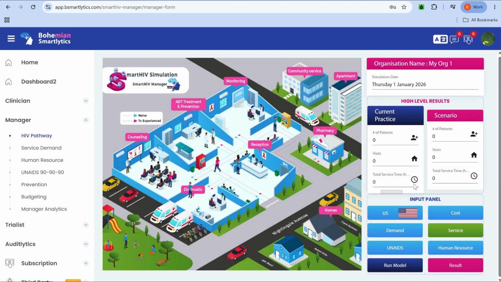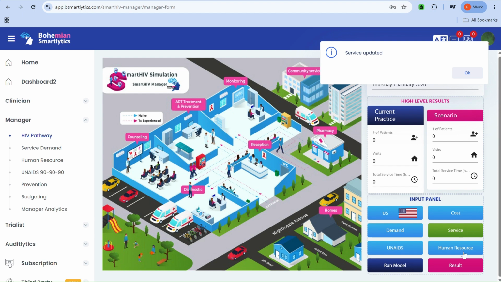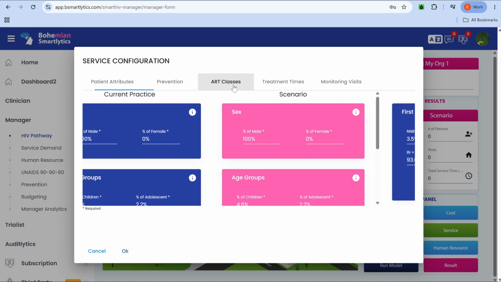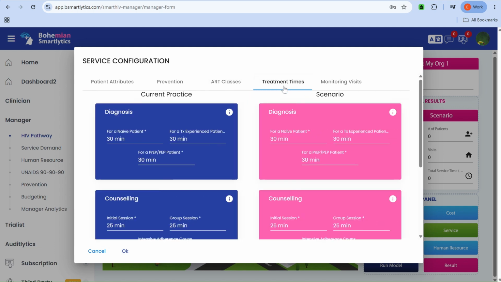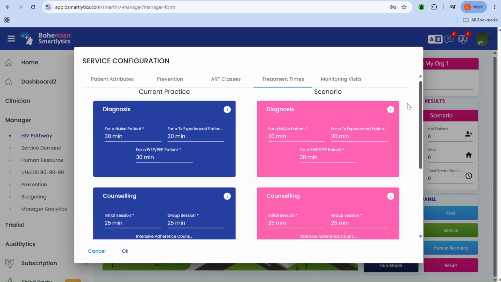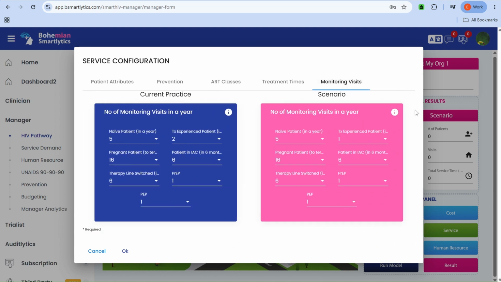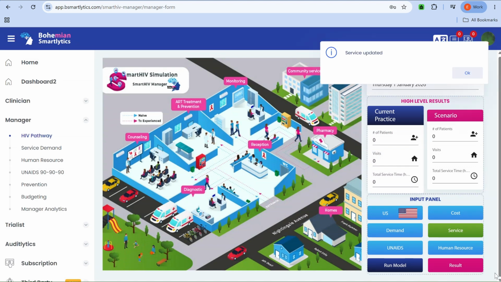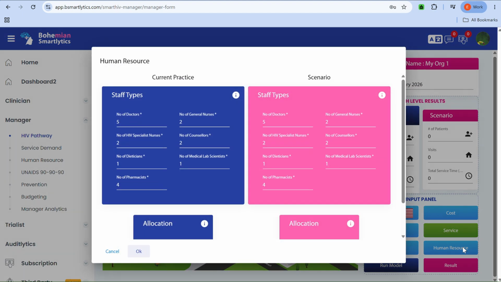Patient attributes. The split between prevention services, pre-exposure prophylaxis, and post-exposure prophylaxis. Antiretroviral therapy costs, class selection. Treatment timelines, monitoring visit schedules. This level of detail matters because it's what lets the model capture the full patient journey, from prevention, through treatment, through ongoing monitoring, not just a single point in that journey.